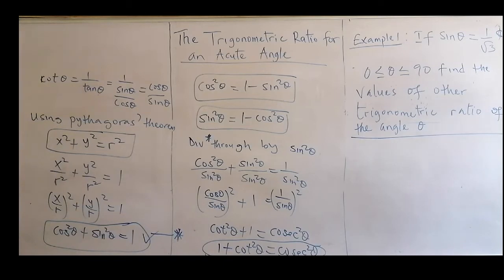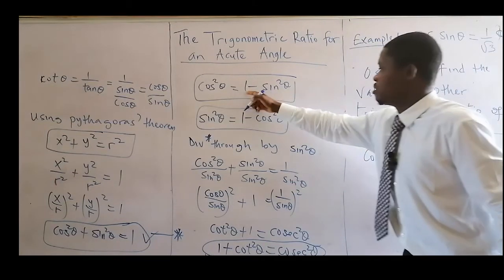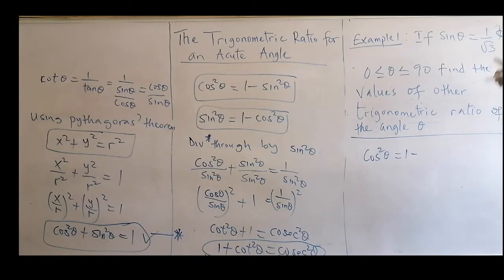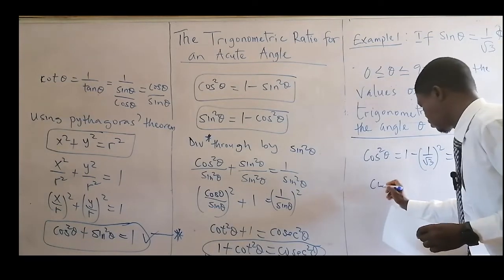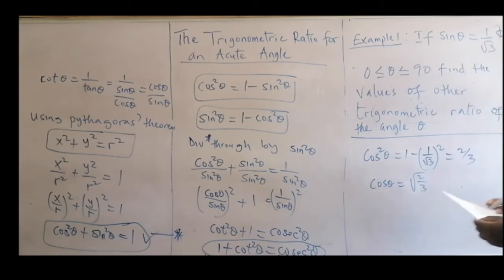So cos squared theta equal to 1 minus sine squared theta. Don't forget our sine is 1 by root 3, squared. If you do that, I don't want to waste your time, this will give you 2 over 3. Use a calculator for that. So can you get the square root of that? So cos theta is root 2 over root 3. That's cos theta.